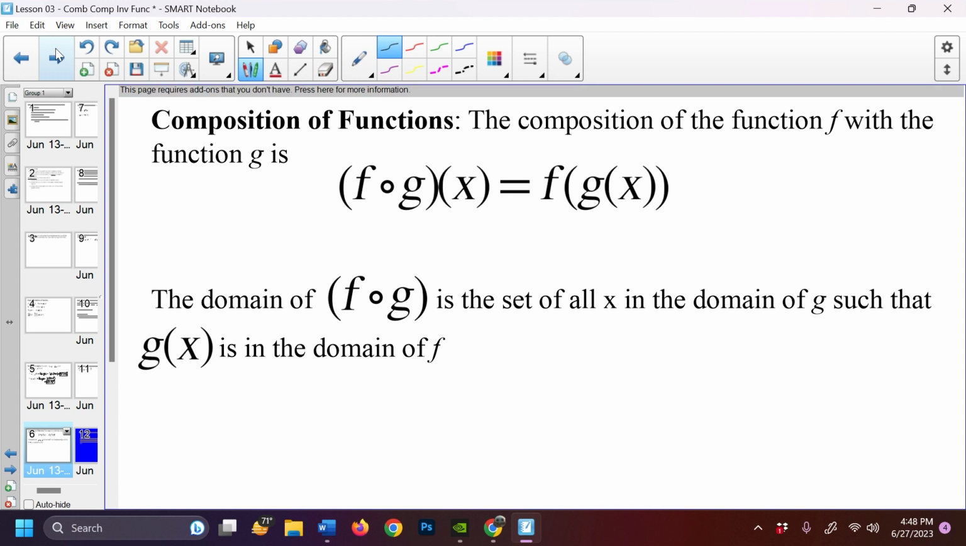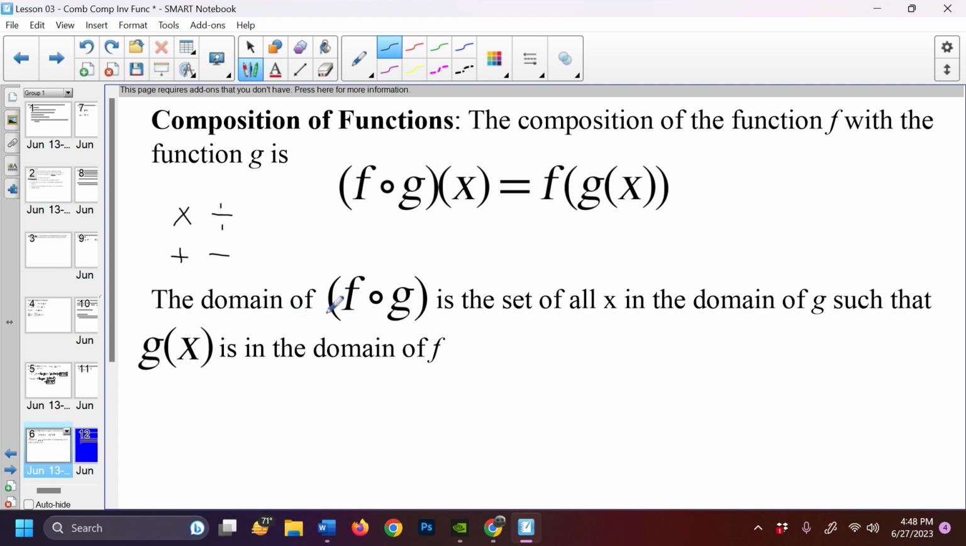Next, composition of functions. The composition of the function f with the function g is f composed with g of x. Now, this raised circle is an operation unto itself. It's an operation just like this symbol implies multiplication, this symbol implies division, this symbol implies addition, and that symbol implies subtraction. This symbol is going to imply composition. And what we are essentially doing when we compose functions is we are plugging one function into another.